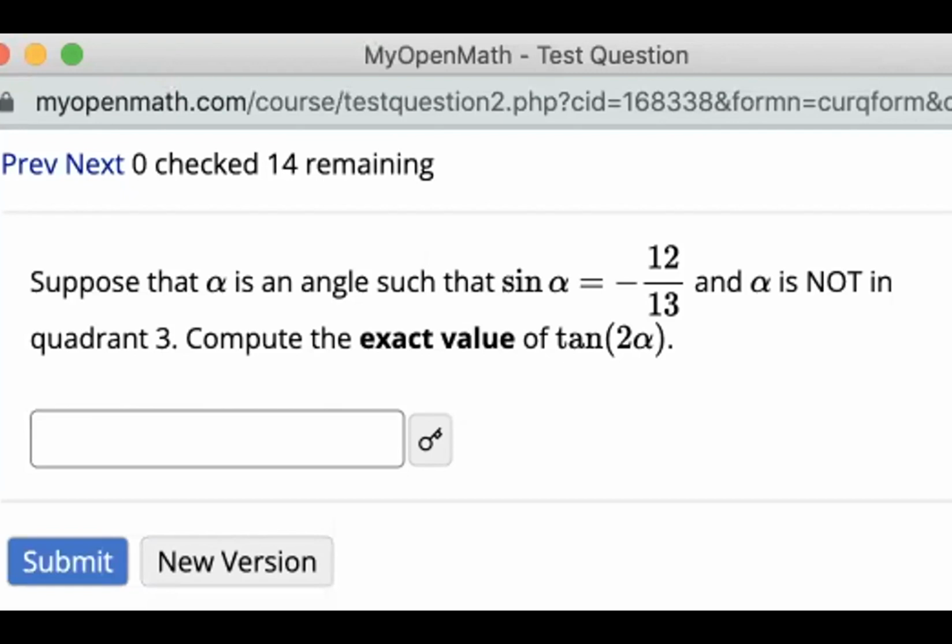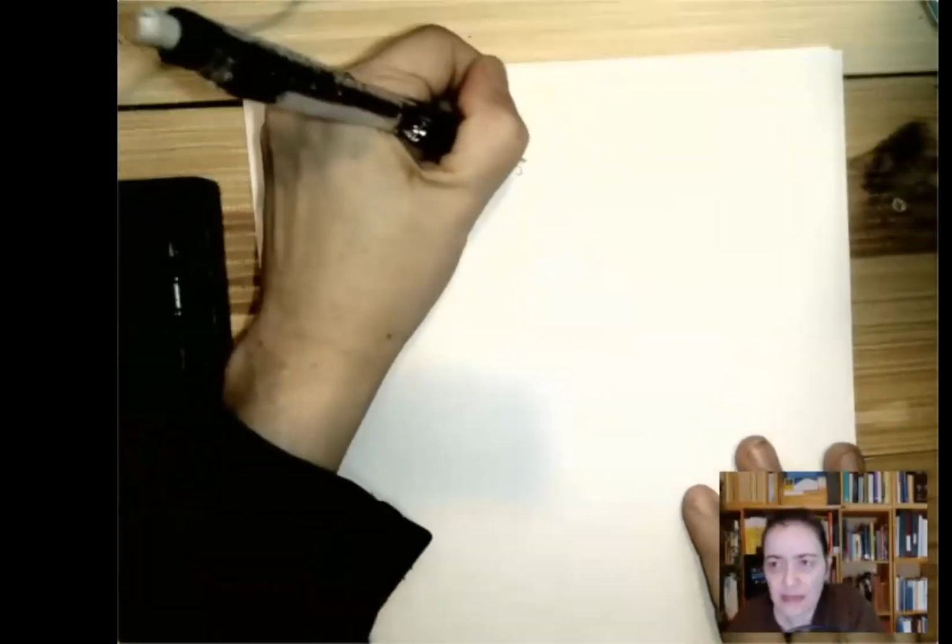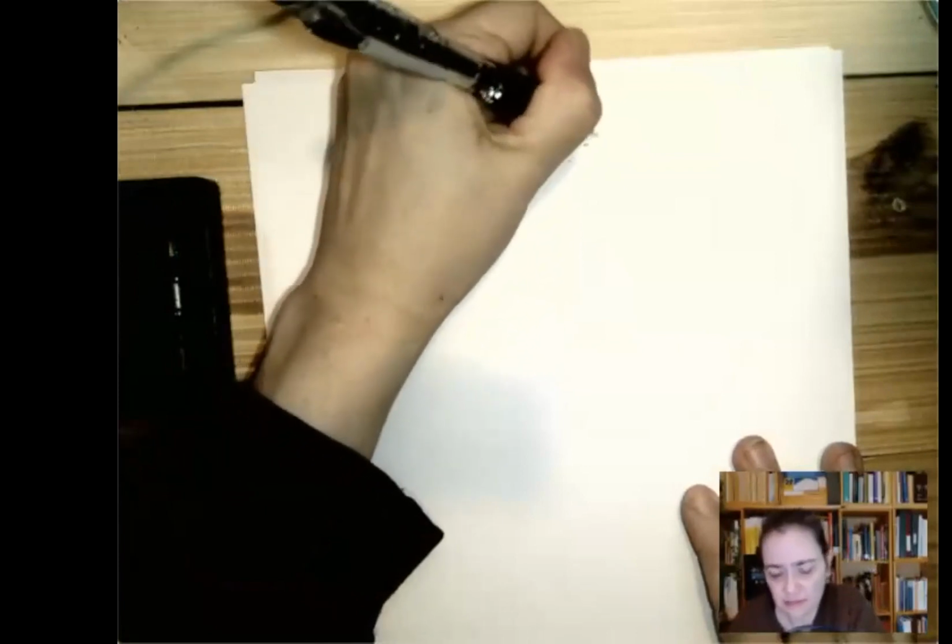So we have an angle whose sine is negative 12 over 13, and alpha is not in quadrant 3. Compute the exact value of tangent of 2 alpha. Okay. So sine alpha equals negative 12 over 13.